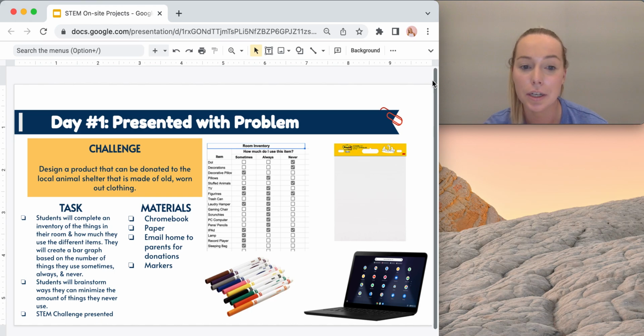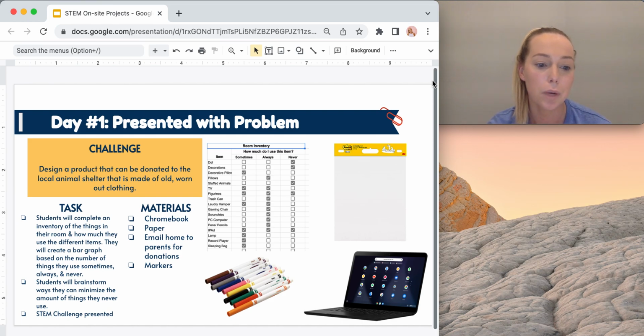And so then they're going to take this room inventory and make a graph from it. They can choose to make either a pie chart or a bar graph of the different things, to identify if someone uses some things sometimes, or always, or never, just so that they can have a visual to understand the different things that they have, things that they use, and how much they use them.